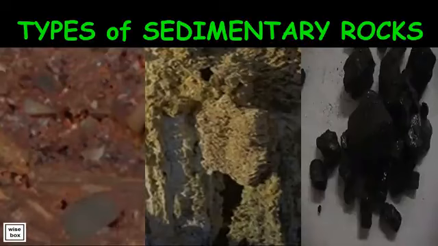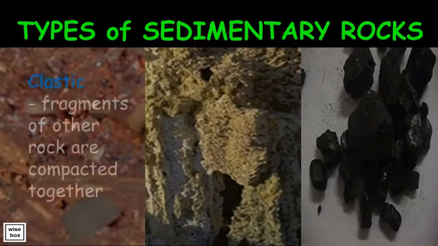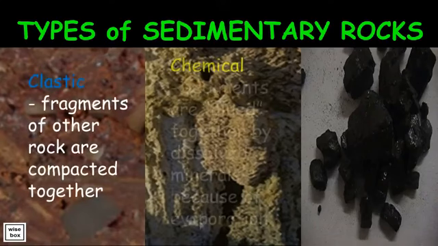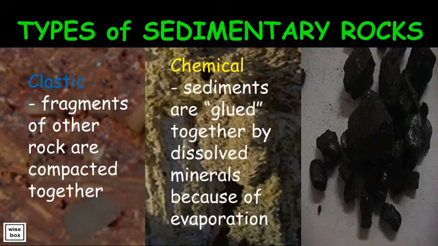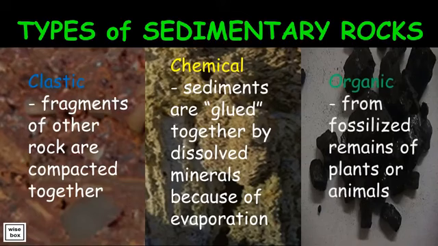Here are the three types of sedimentary rocks. Clastic, in which fragments of other rock are compacted together. Chemical, in which the sediments are glued together by dissolved minerals because of evaporation. Organic, which come from fossilized remains of plants or animals.